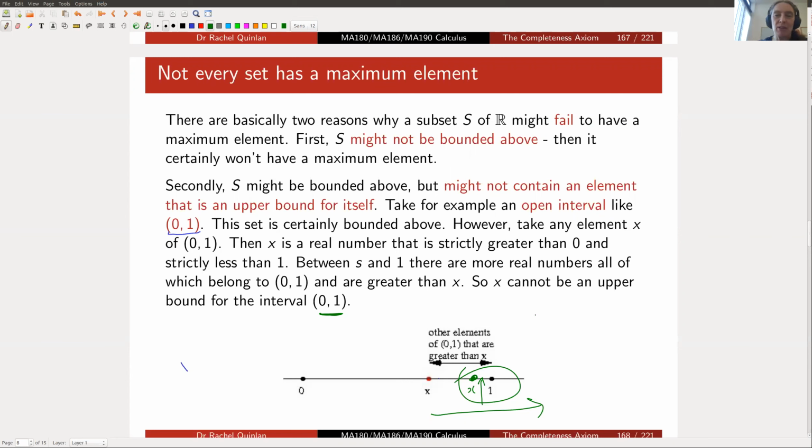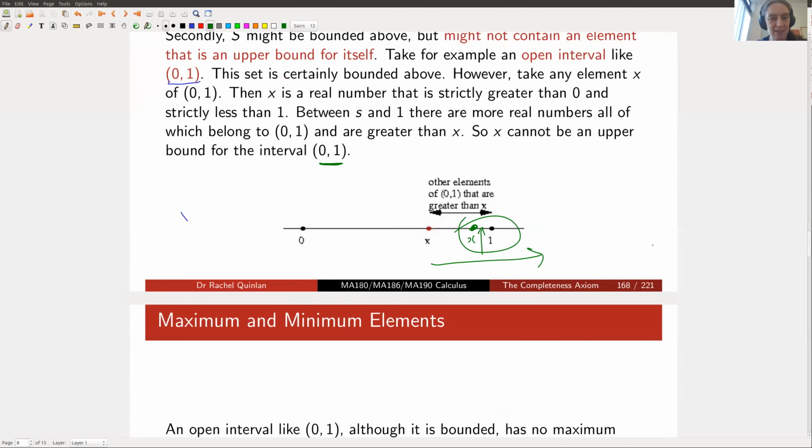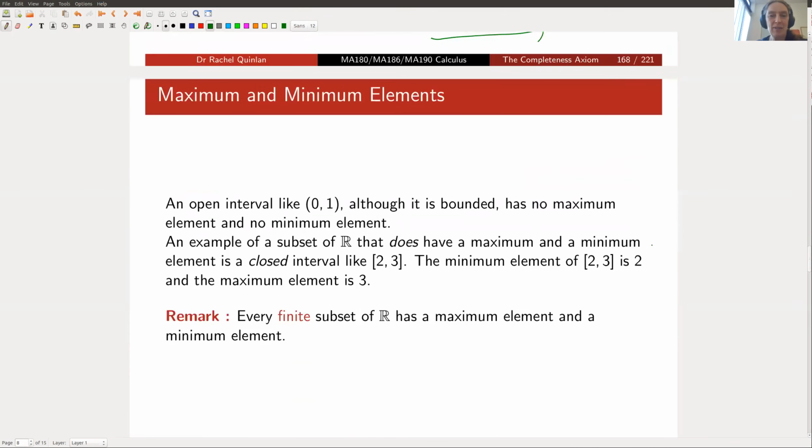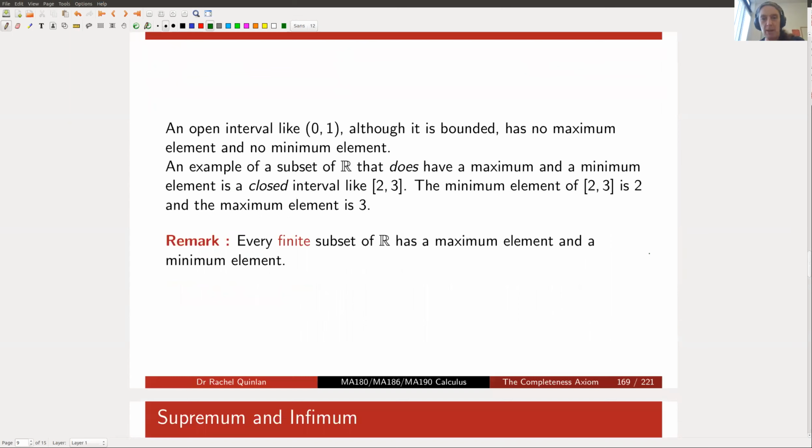So this set doesn't have a maximum element, which is fine. Maybe it would be nice if it did have a greatest element, but it doesn't. We have to live with that. So this open interval, although it's bounded, has no maximum element. It also has no minimum element because you have exactly the same situation at the other side, where you have 0 not belonging to the set, but everything to the right of 0 belonging to it.